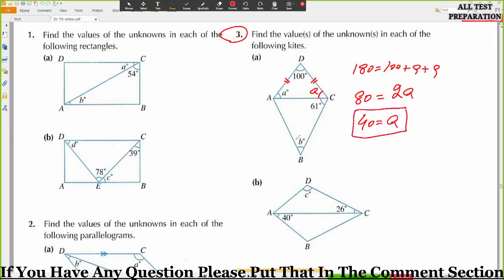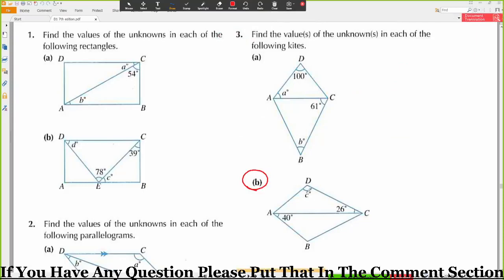Okay, so over here this side will be equal to this side. So this angle will also be equal to 61. Similarly, do this one. From this you will get the value of B. Okay, now part B.